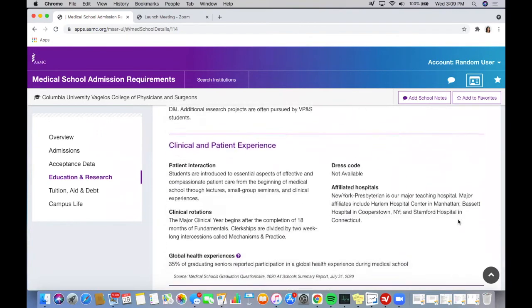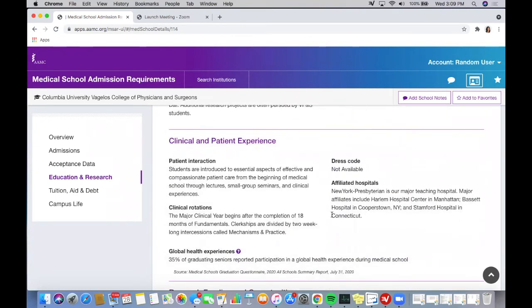Finally, this is an important bit of information here, which goes over your clinical and your patient experiences. So something that many students forget when they're starting medical school and when they're writing their applications is that at least half of your time in medical school is going to be spent in a clinical environment, right? So your education isn't just taking place in the classroom.